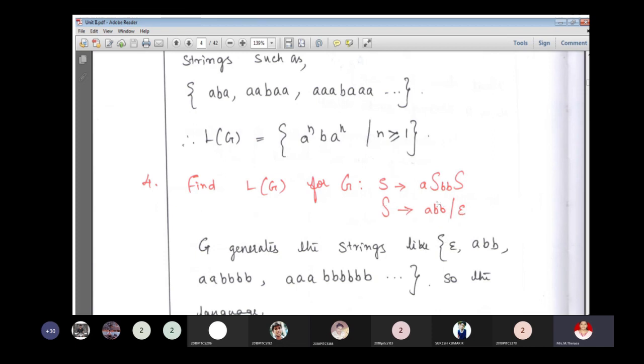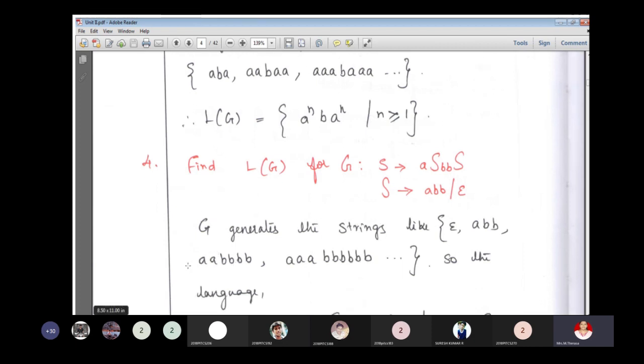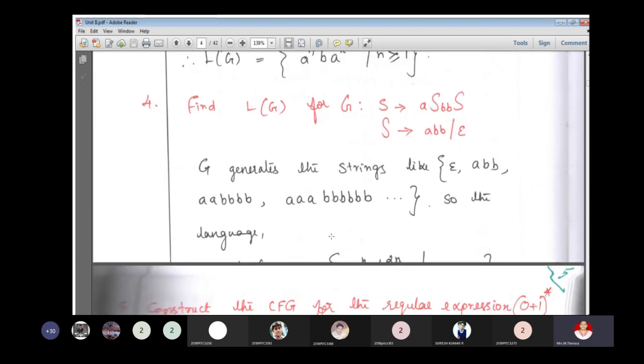So epsilon can be derived, and also S goes to aabb. You can derive aabb. Then you can go to this recursive procedure where you can get aaabbbb, aaabbbbbb. So there are six b's. So what is the general format? Very simple. Can anyone tell? Yes, a power n, b power 2n. So this is the language derived from the given grammar.